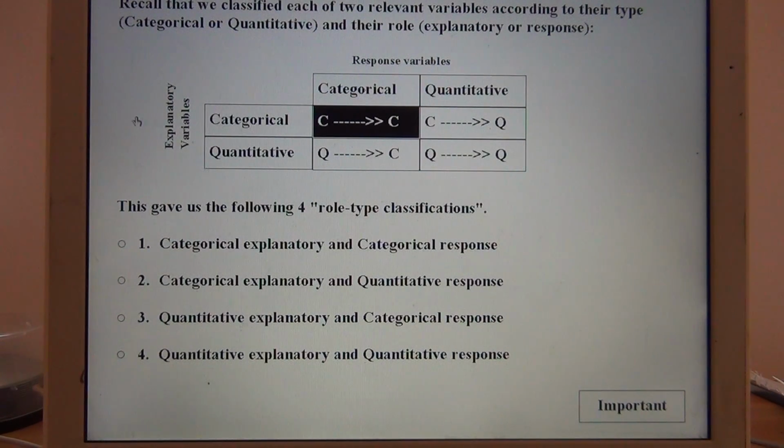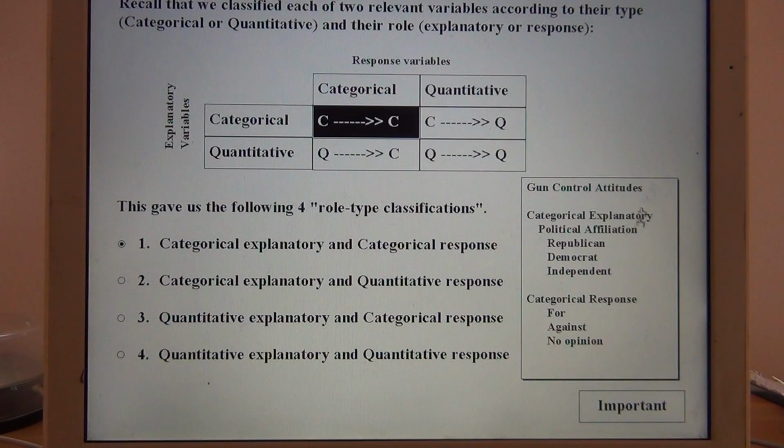And so we get a grid. This box is represented by a categorical explanatory variable and a categorical response variable. What might that be? Let's take a categorical explanatory and categorical response variable. It might be if we were doing a study on gun control attitudes, and we were using political affiliation as the explanatory variable. In other words, we're assuming that what political party one has or what political affiliation one has might influence their attitudes on gun control.